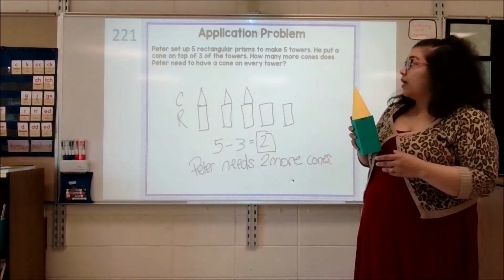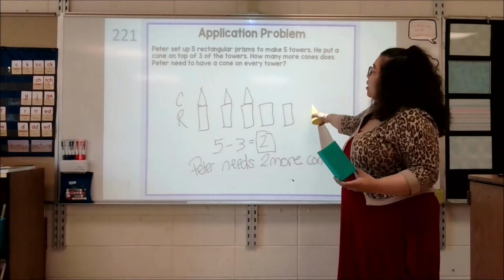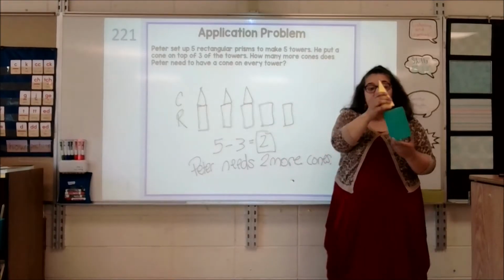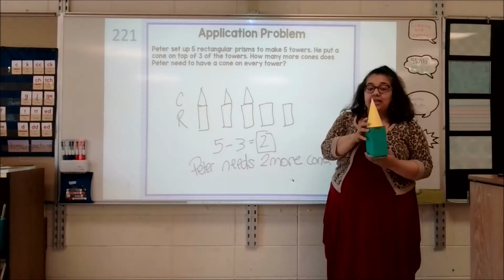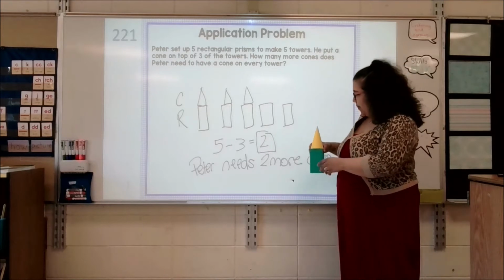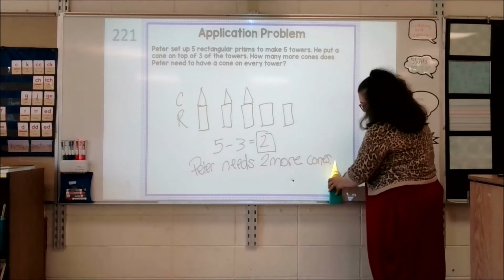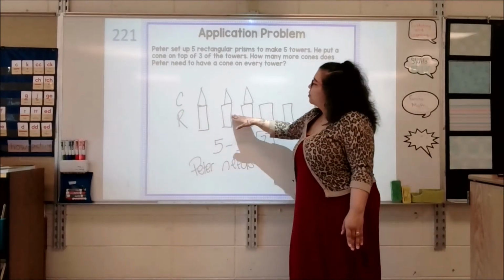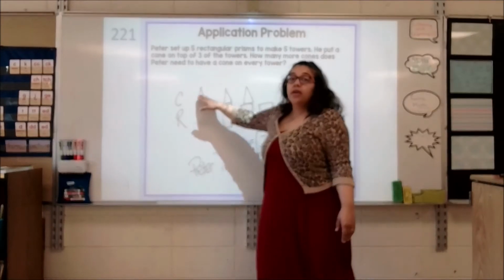A triangle. Excellent. So even though we know we're talking about 3-dimensional shapes, in my drawing I use their 2D cousins to help represent my picture. So here's my little tower. Here's my picture of my tower. Here are my rectangular prisms. Here are my cones.